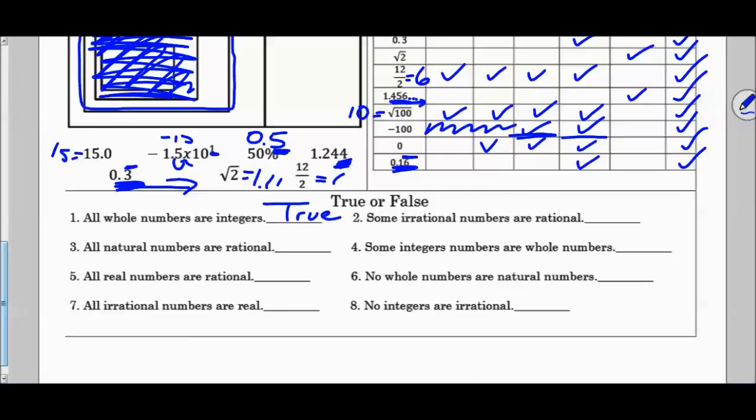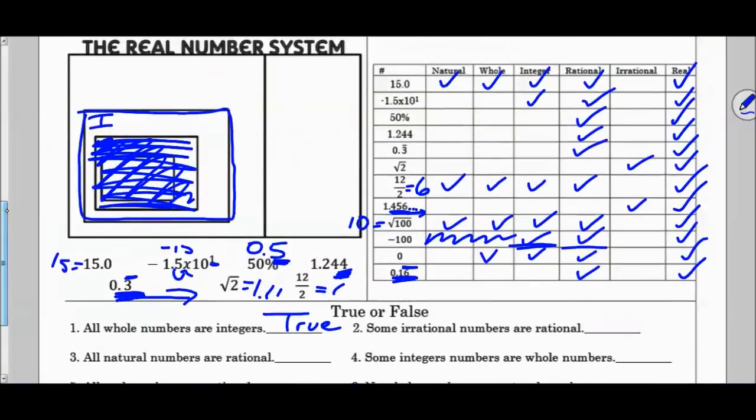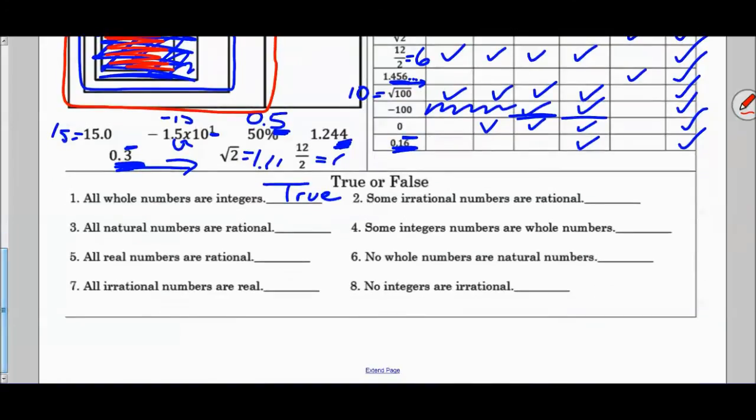All natural numbers are rational, same kind of logic. Anything in this box is in the big box of rational numbers. All real numbers are rational. Well, we know that's not true. There's some irrational numbers that are real, but they're definitely not rational, so that one's false. And all irrational numbers are real. That one's true. Every number that we're talking about is a real number. Just realized that went out of order, but shouldn't really make a difference.